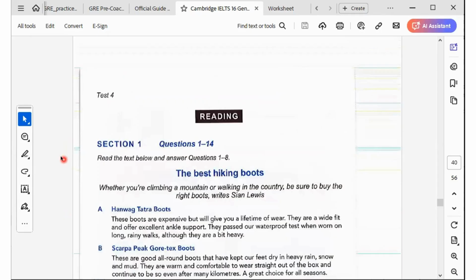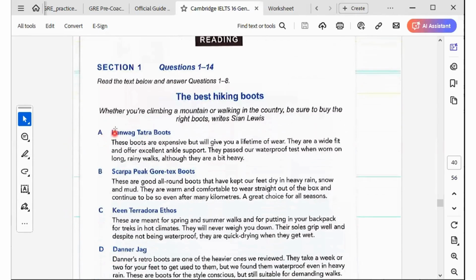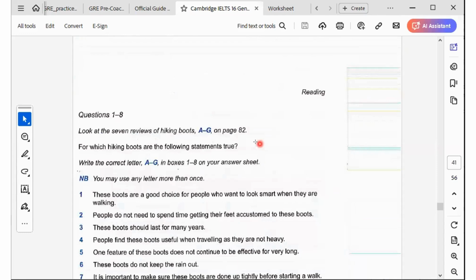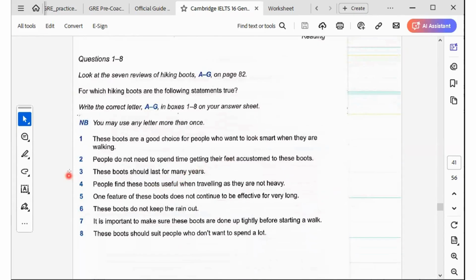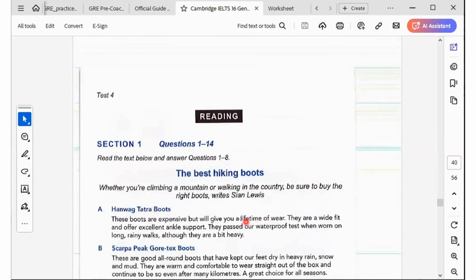So let's go to the passage. Paragraph A. Anwag Tatra boots. These boots are expensive, but will give you a lifetime of wear. Can you see this? A lifetime of wear. A lifetime. That means it's going to last for a very long time, probably for all your life. That's sounding like what? That one that says it will last for many years. Number 3, these boots should last for many years. That's it. Lifetime of wear.